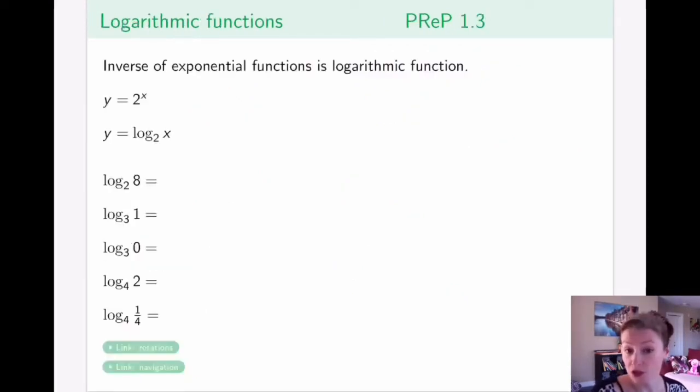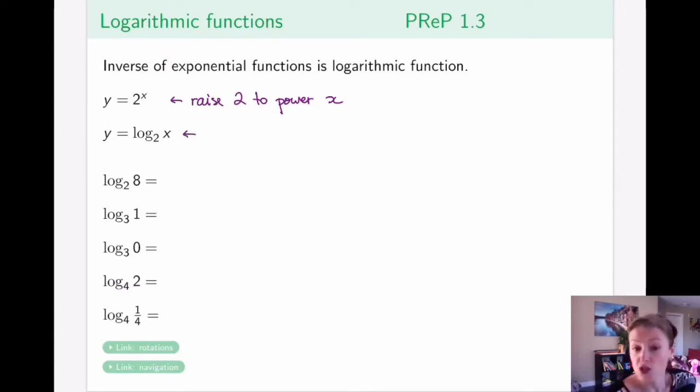Thinking about inverse functions in terms of exponential functions, the inverse of an exponential function is what we call a logarithmic function. So the exponential function itself, the process is fairly straightforward. 2 to the power x means that we raise 2 to power x. The opposite process will ask what power did we have to raise to get the outcome. So in the logarithmic function, we're after the power.